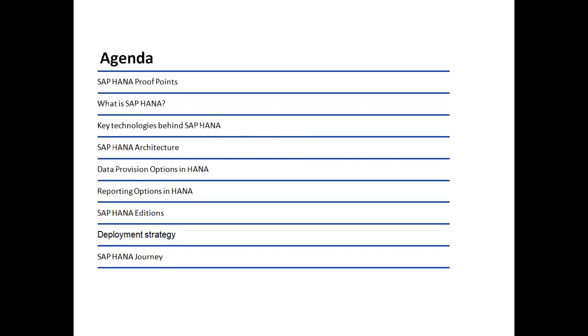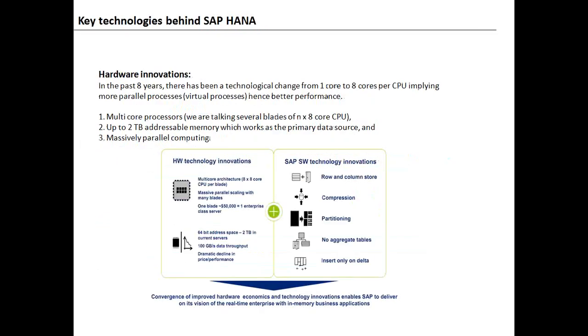The day 1 session will use a deck. So this is the deck. We will start with what is HANA. As I said, the address, memory, and the CPU. And on the software side, columnar storage. Because of the columnar storage, there is a huge compression, 1:7.